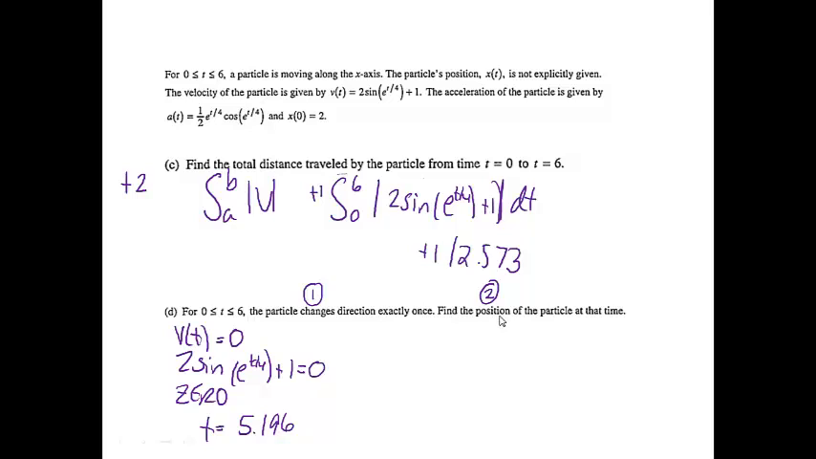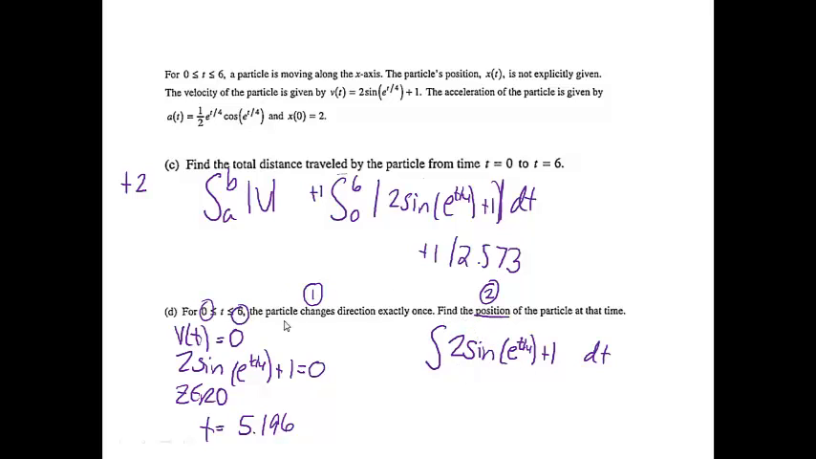All right, so we found where the particle changes direction. It's at 5.196. And then it said to find the position of the particle at that time. Well, first of all, we need to find the position. You'll notice that the position is not given. We only know the velocity. And we do know we're going to be taking the integral of 2 sin(e^(t/4)) + 1 dt. My only problem is this: if I try to do this without my calculator, I'm going to get stuck because I'm going to do a u substitution and du is not there. So we're going to use our calculator.